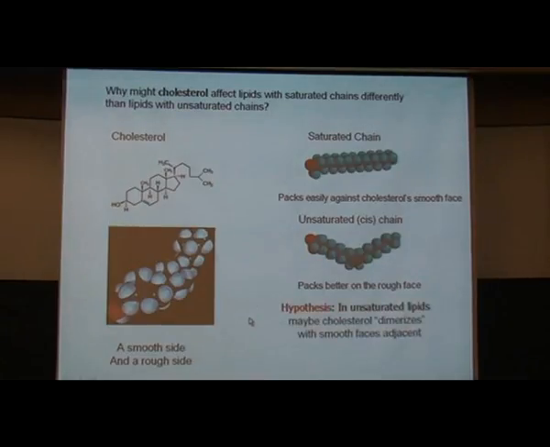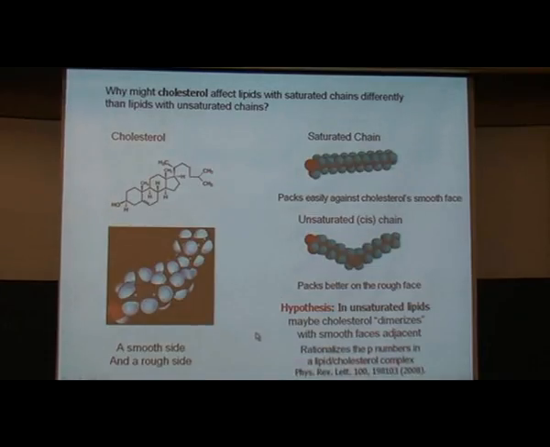And so here's a new hypothesis, and people will probably shoot it down in a few years, but my hypothesis is that when we have unsaturated lipids, the smooth faces don't like them. The smooth faces are happier with saturated chains and not so happy with the unsaturated chains. Happy means low free energy, of course. And so maybe in the unsaturated lipids, the cholesterol dimerizes with its smooth faces against each other, and then the cholesterol complex would be two cholesterol molecules rather than just one. And that fits. I'm not going to go into this in great detail.